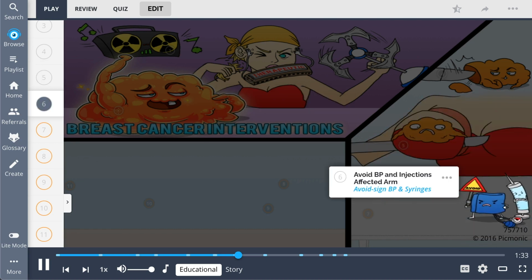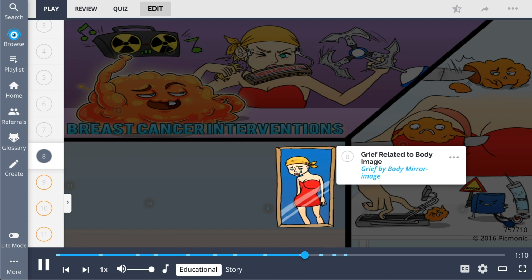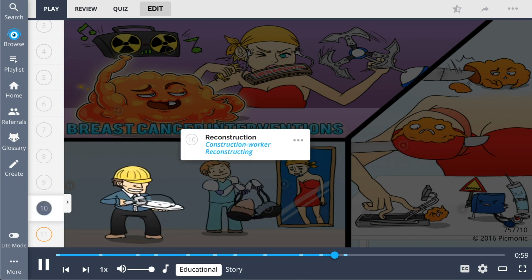Following this procedure, patients should avoid BP readings and injections in the affected arm, shown by the avoid sign being held by the BP cuff and syringe. Additionally, hand exercises, shown by the hand exercising, will aid in regaining movement and flexibility. However, vigorous exercise and heavy lifting should be avoided until stitches are removed. Some women may experience grief related to body image shown by the lady crying in the body mirror image. Prosthetics, the prosthetic breast, is one option following surgery, as is reconstruction, the construction worker reconstructing.